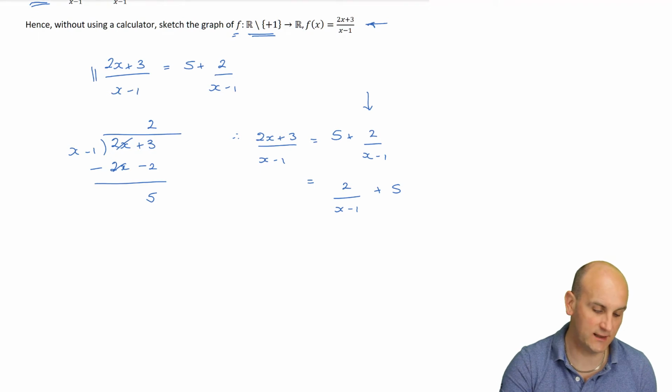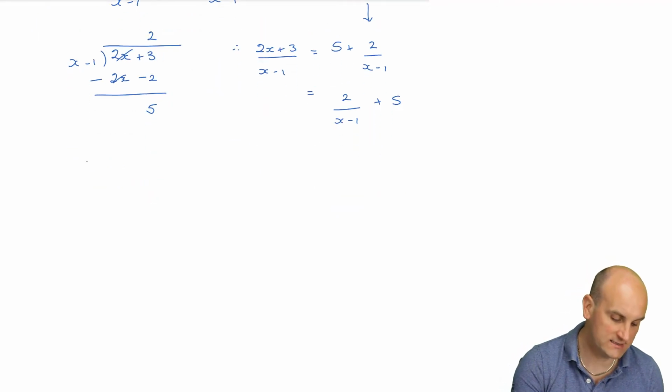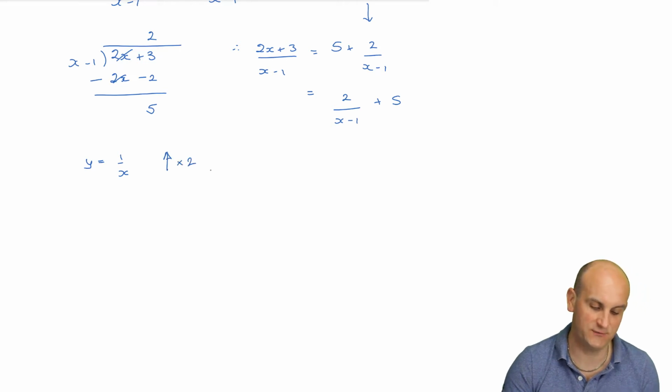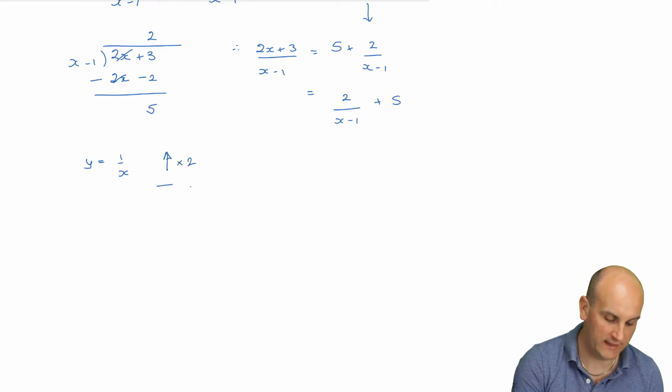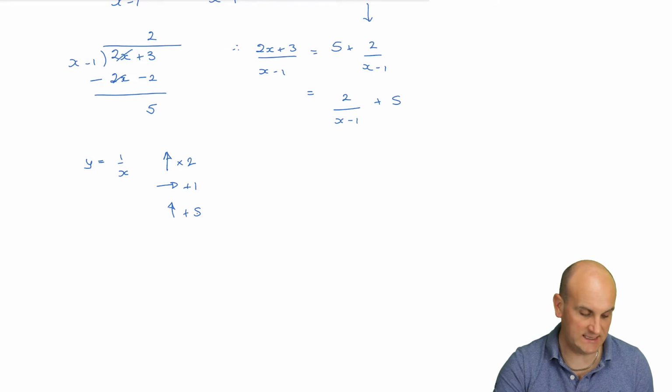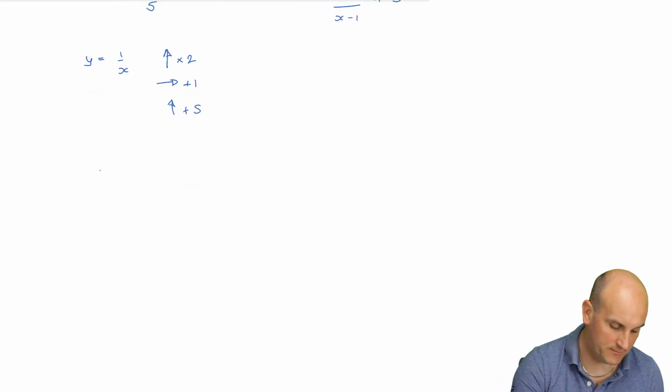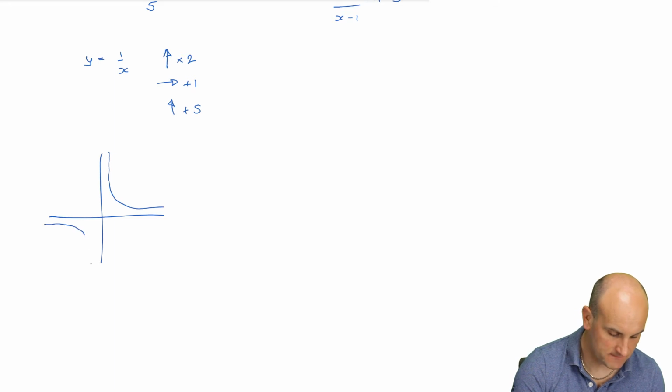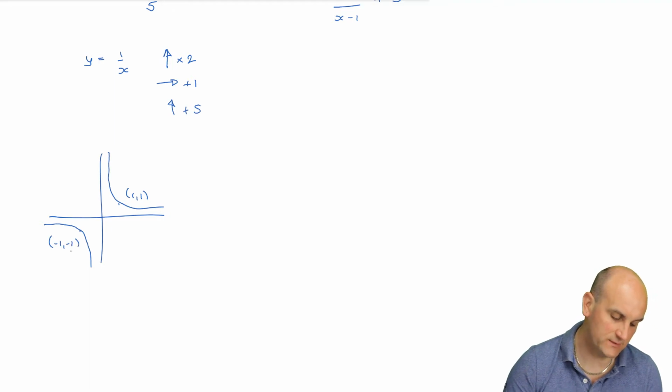I can look at this and say, hold on a moment, that's the graph of y equals 1 on x, which has been dilated away from the x-axis by factor 2. It's been moved 1 to the right, and then up by 5. All right, easy. So quick sketches to see what happens. We have 1 on x, and we know that point there is 1, 1, and that point there is minus 1, minus 1. So that's my standard 1 on x.